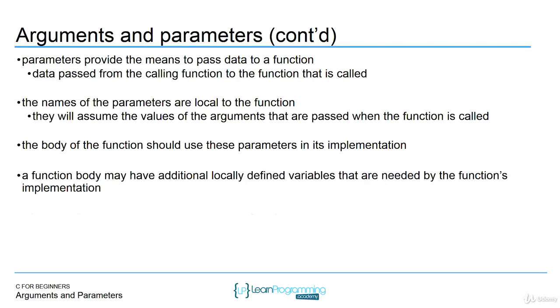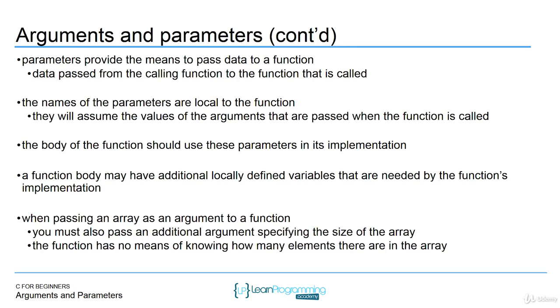A function body may have additional locally defined variables that are needed by the function implementation. You may have other variables declared inside the function body, because they're needed for whatever task you're completing. You don't only operate on data that's passed to it. You can operate on local data inside the function.